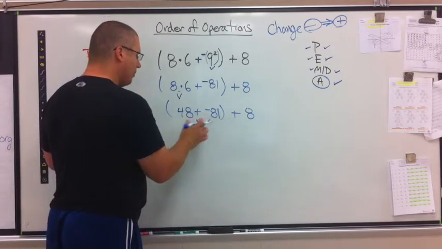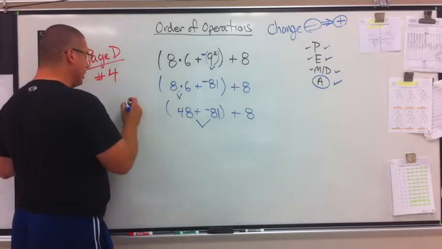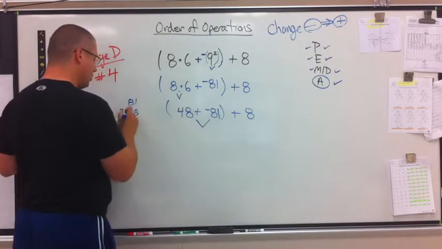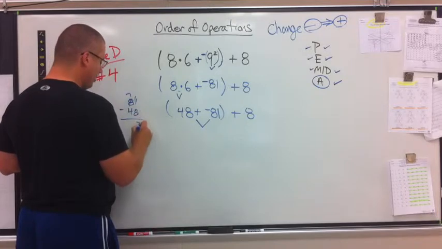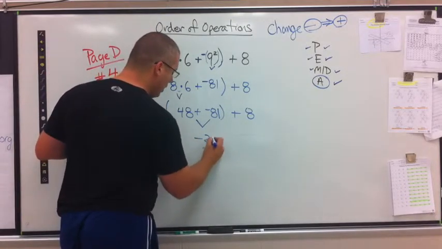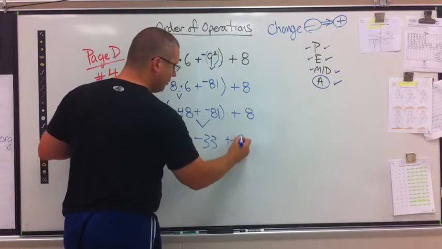Okay? Add up these. I can use a calculator if I want. I can subtract them over here because when I have different signs, I subtract them. So this is 7, this is 11, this is 3 and 33. 8, 9, 10, 11, so I have negative 33 here, plus 8.